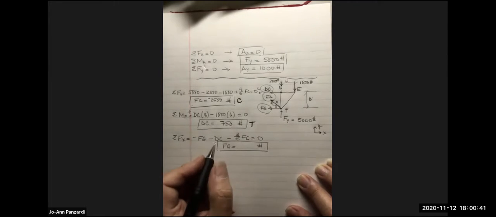Okay, minus FG minus DC minus 3/5 of FC equals 0. And FG turns out to be 750. Myra, I got a positive. Tension or compression? Tension.